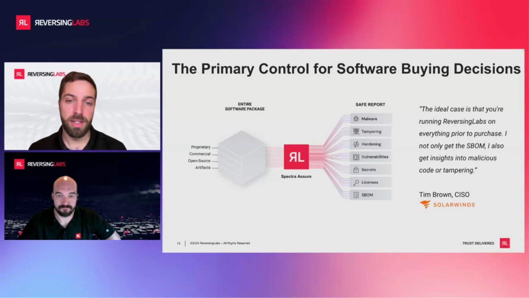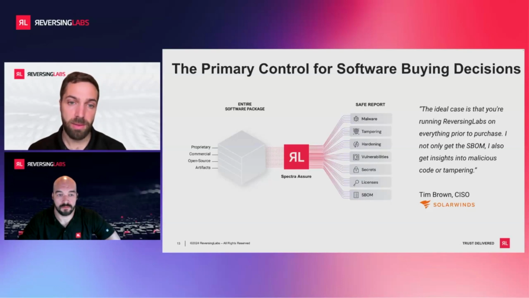That safe report is going to give you all of the information you need to know to make your buying decision, to feel safe with that software, or to maybe work with the vendor to see what you might need to do to improve the security posture of that which you're bringing into your enterprise. The safe report considers 6 key risks and is inclusive of an SBOM.